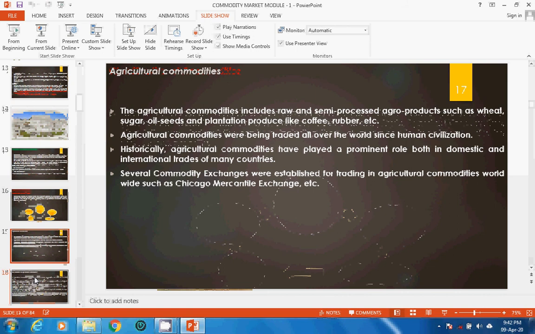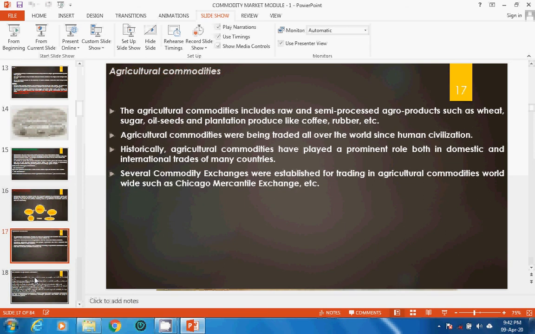Agricultural commodities, as you know, include raw materials of agriculture, semi-processed agro products such as wheat, sugar, oil seeds, and plantation products like coffee, rubber, tea, etc. Agricultural commodities have been traded all over the world since human civilization. Historically, agricultural commodities have played a prominent role both in domestic and international trade for many centuries. Several commodity markets were established for trading these agricultural commodities all over the world, such as the Chicago Mercantile Exchange, etc.